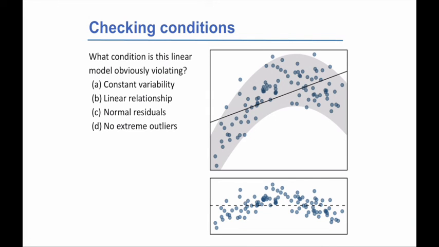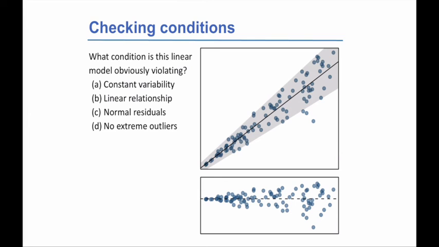Which condition is this linear model most obviously violating? It's not linear. It has a clear curved pattern, which you can also see in the residual plot. Which condition is this linear model obviously violating? It's the constant variability. So this is the heteroscedasticity, where you can see it better in the residual plot, where it starts out close to the line and then gets farther and farther away. So that's the fan shape or the Christmas tree shape.